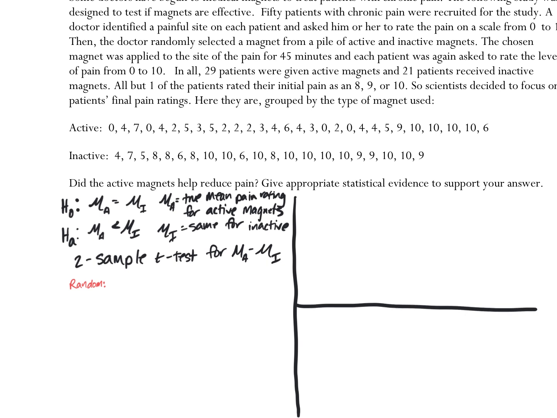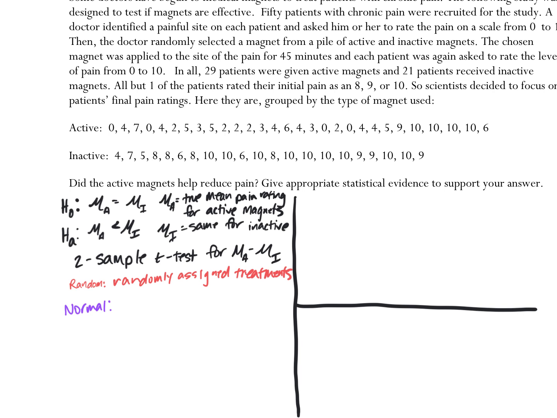So we have random assignment again in this particular case, yeah? Normal? We need to make a graph. However, no one ever said that the graph that we have to make has to be a dot plot.